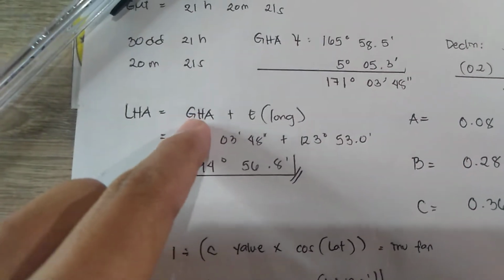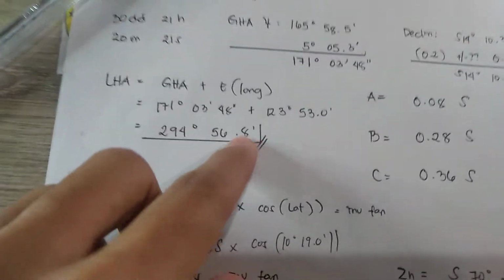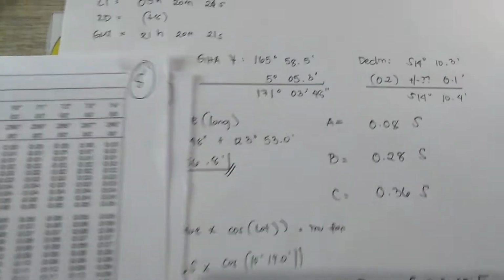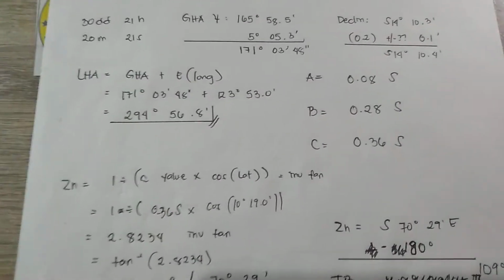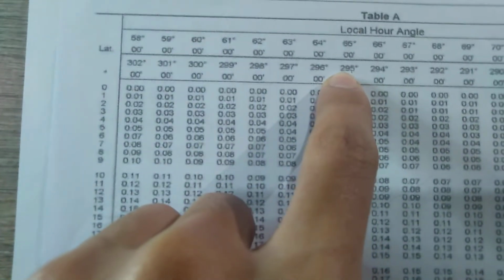So for the LHA, we simply add GHA and longitude. So that would be 294 degrees 56.8 minutes. And now we're going to use the table ABC. For table A, we use the LHA and the latitude. The LHA is 294, or 295, so 295 here, and then the 10 here, that is 0.08. And south, since it is opposite of the latitude north.